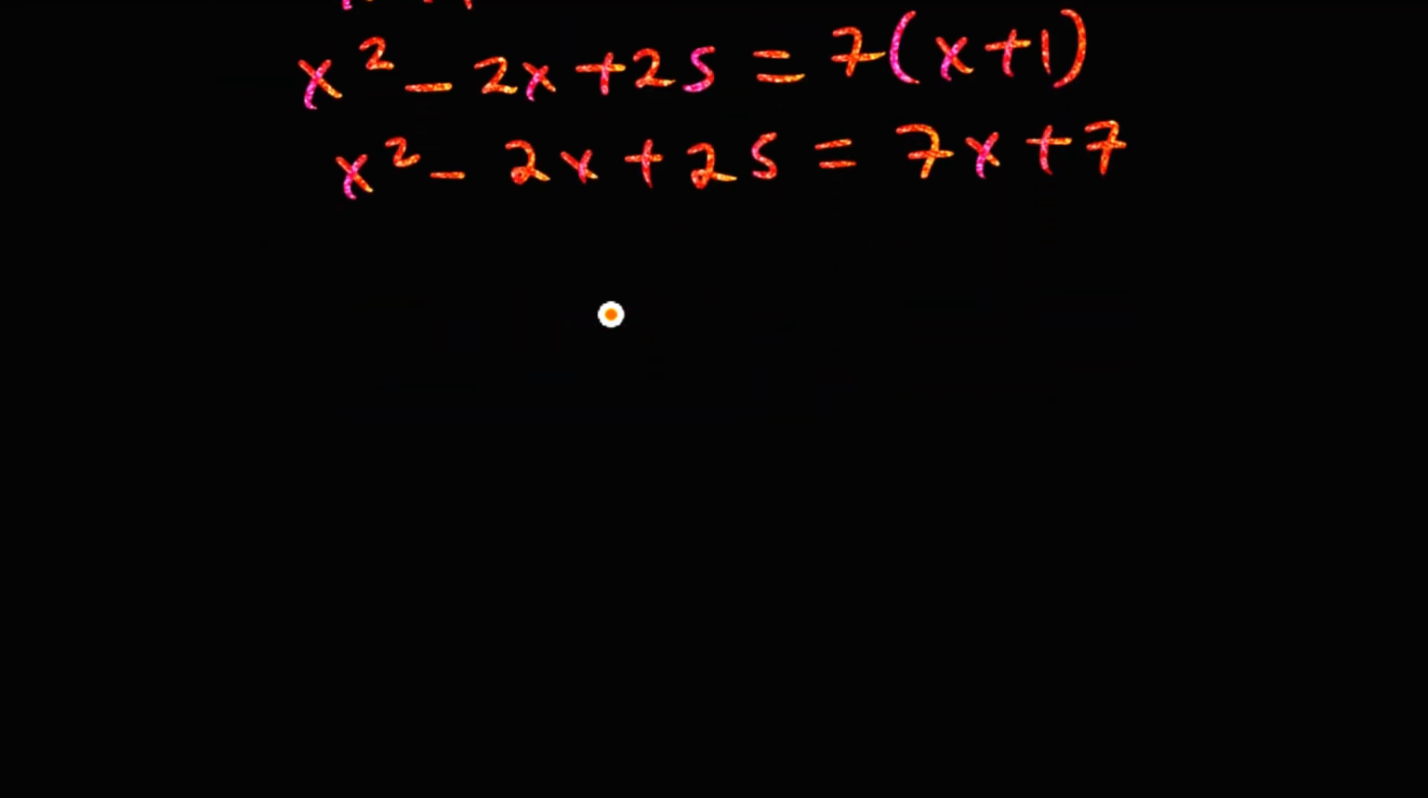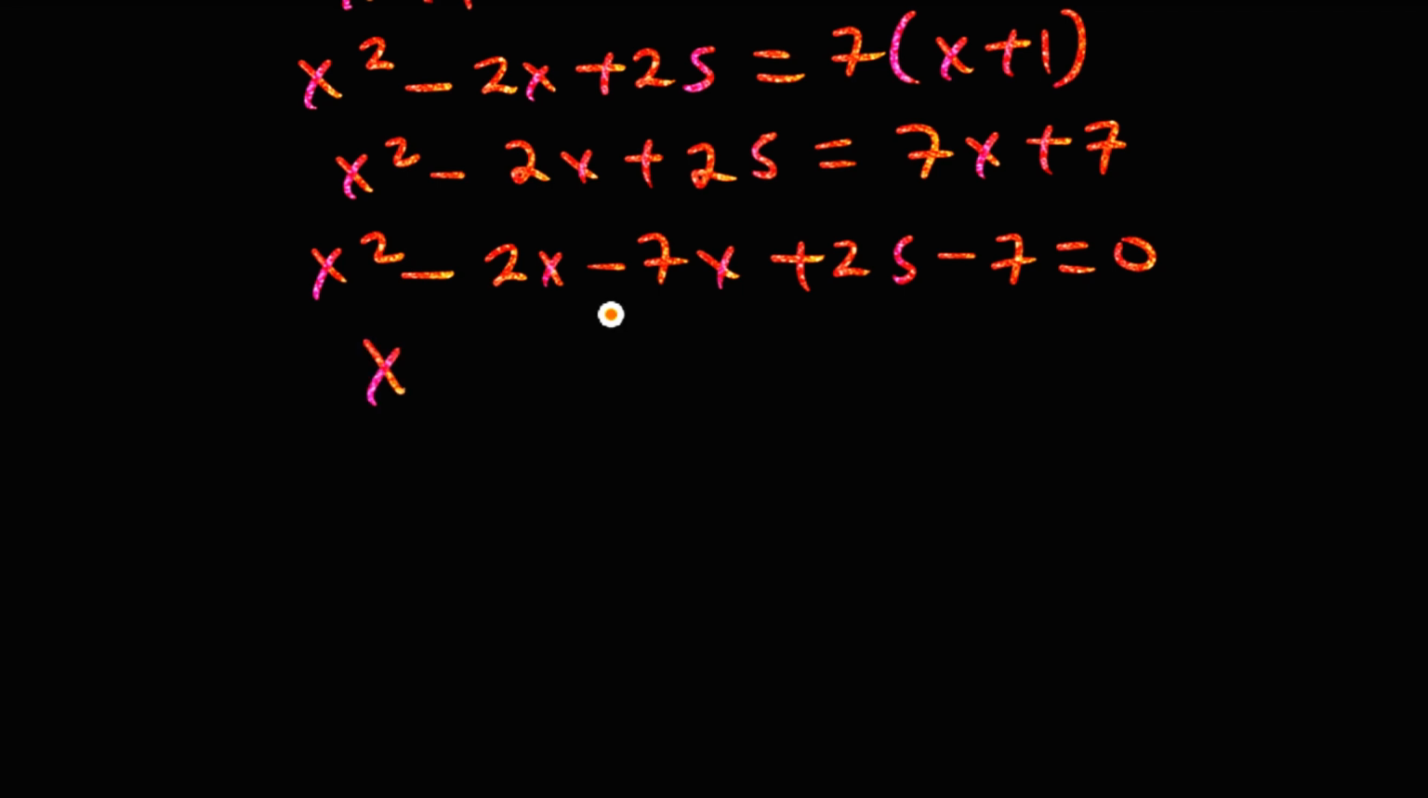Now let us collect like terms. We have x squared minus 2x minus 7x plus 25 minus 7 equals 0, so that we have x squared minus 9x plus 18 equals 0. Now we have the standard form of this quadratic equation, and we can use the factorization method to solve for x.